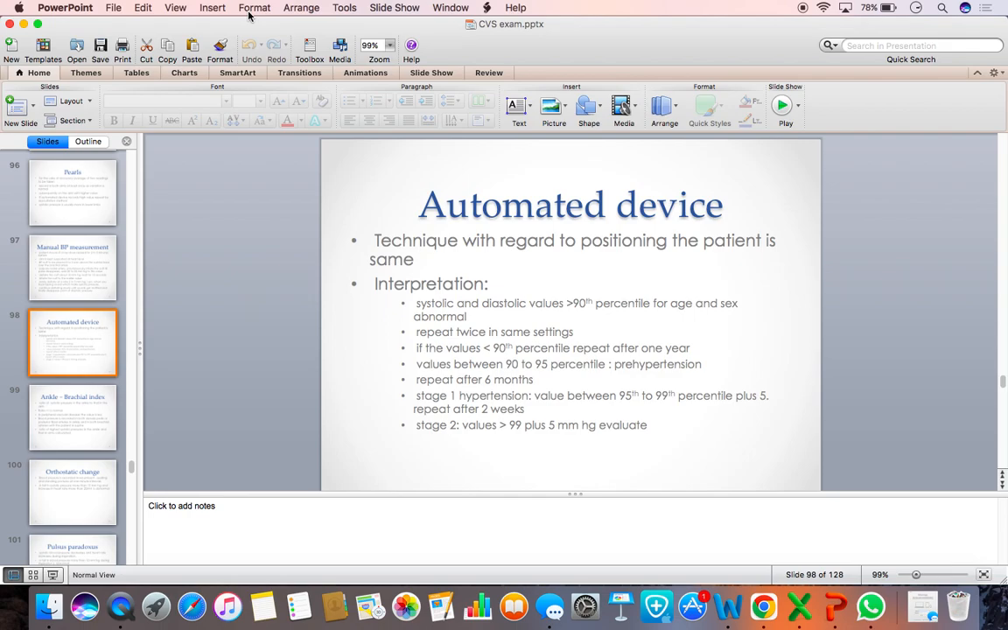In such occasions, repeat twice in the same sittings. Repeat at least 2 times. If the values are less than 90th percentile, well, it's good, and repeat after 1 year. And if you find the values between 90th to 95th percentile, the case is pre-hypertension, and you are supposed to repeat after 6 months. Take the reading after 6 months in patients with the values between 90 to 95th percentile.